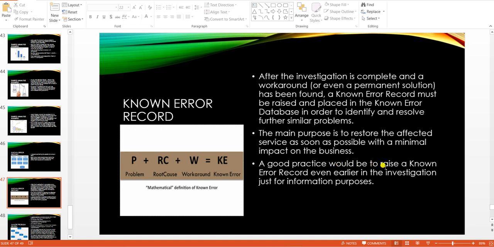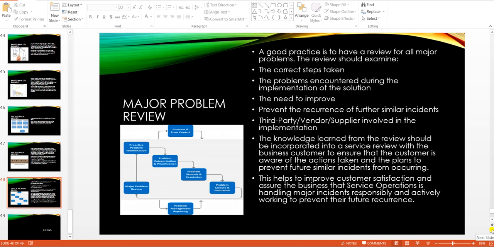And a good practice would be to raise a known error record even earlier in the investigation, just for information purposes. Also, we have a major problem review. So a good practice is to have a review of all the major problems. The review should examine the correct steps taken, the problems encountered during the implementation of the solution, the need to improve, preventing the reoccurrence of further similar incidents, and third-party vendor supply involved in the implementation.